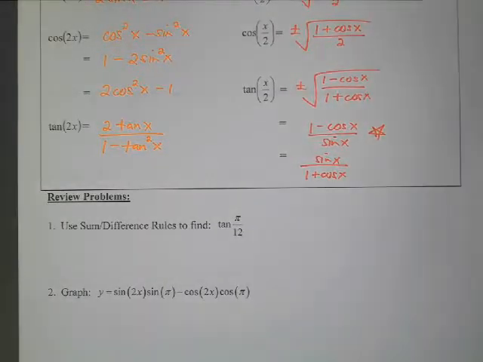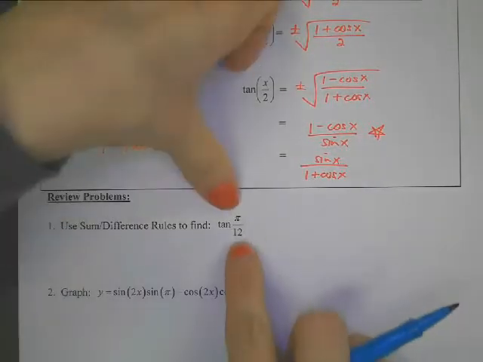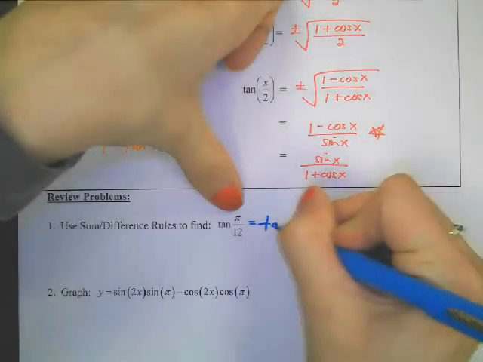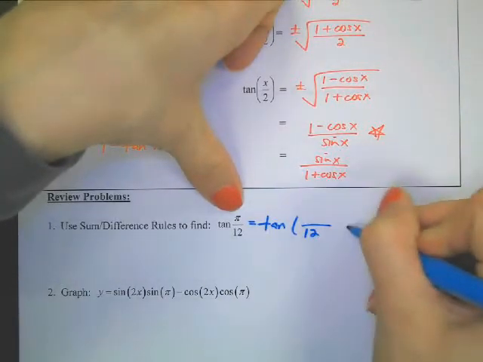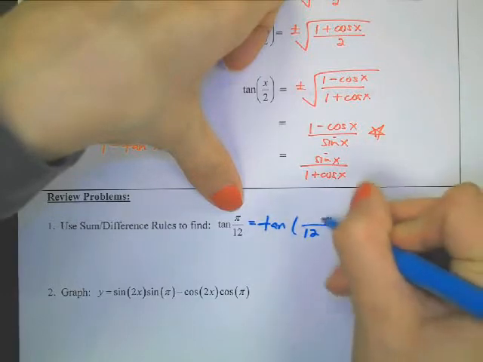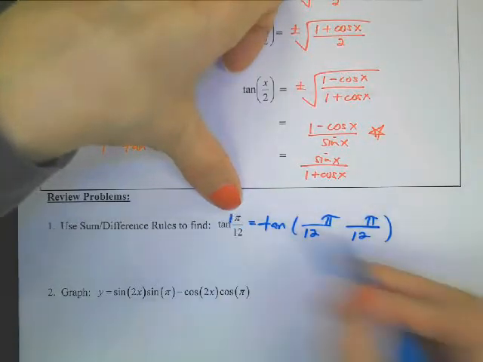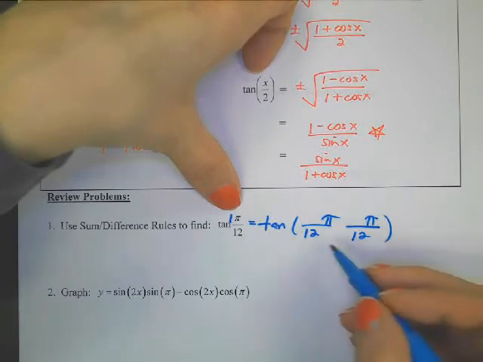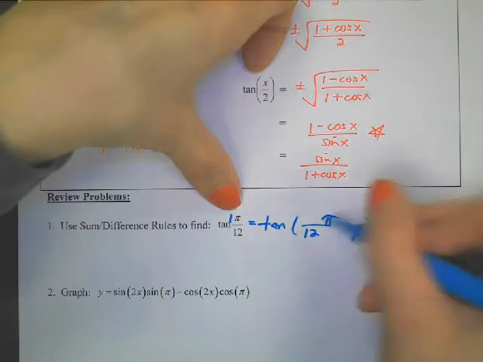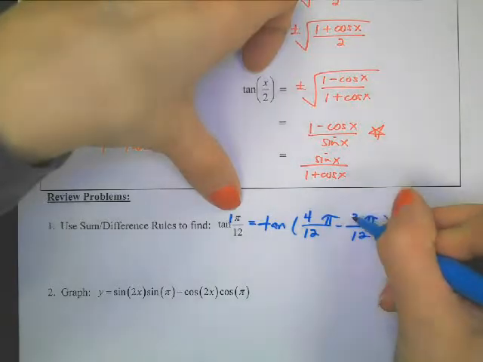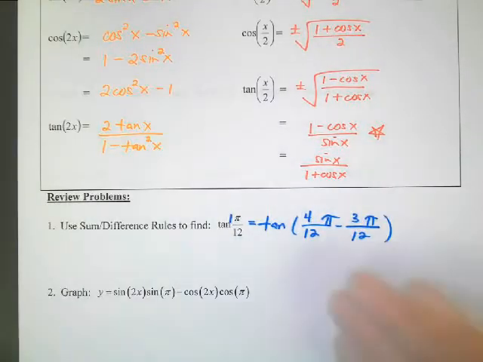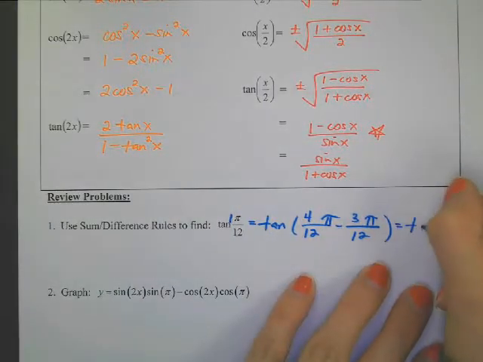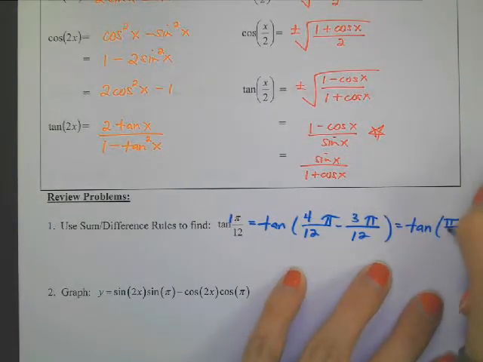Using sum and difference, you have to add or subtract two things to make this angle. So this is going to be tangent of some sort of 12ths. Let's put some pi's. To make a 1, we'll probably go ahead and subtract. We could do 4 minus 3 or 3 minus 2. Let's just do 4 minus 3. Variety of answers, we'll get the same answer. Your work will be different. So that means we have to calculate tangent of pi over 3 minus pi over 4.